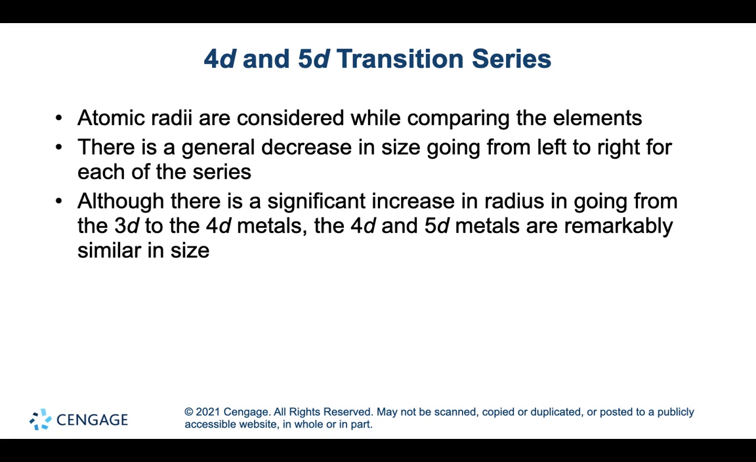When you compare the elements in the 4d and the 5d transition series, you want to look mainly at the atomic radius. There's a general decrease in size going left to right for the 4d and the 5d, but from 3d to 4d, there's a larger increase in size as you go down the chart than there is from 4d to 5d. The 4d and the 5d are very similar in size.